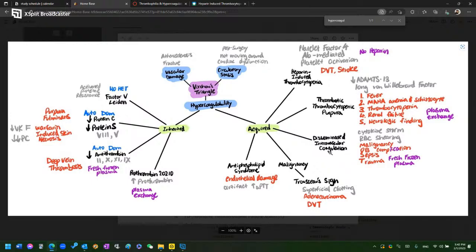Another one can be related. It will be called disseminated intravascular coagulation. This is caused by a cytokine storm, when you have a lot of antibody and a lot of other pro-clotting and inflammatory factors running around. It's going to cause your blood to clot.